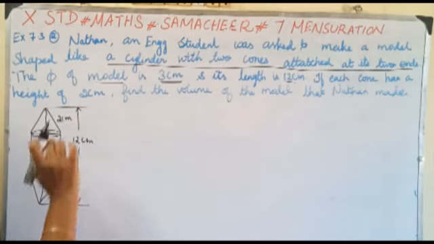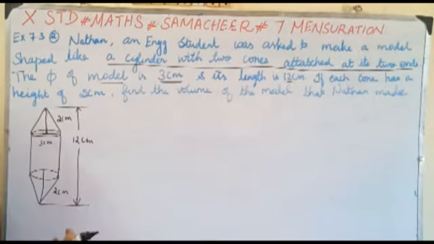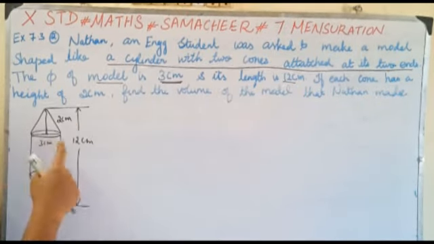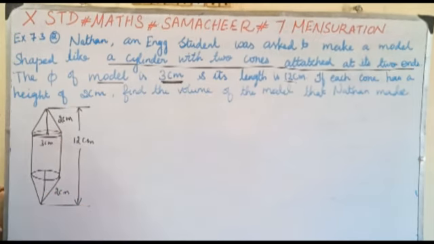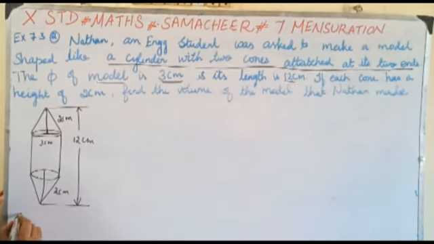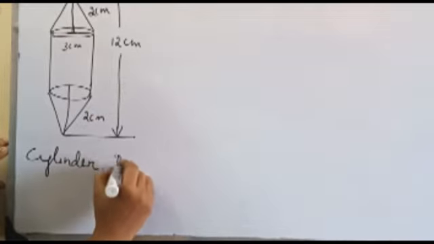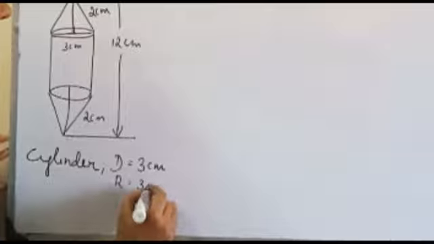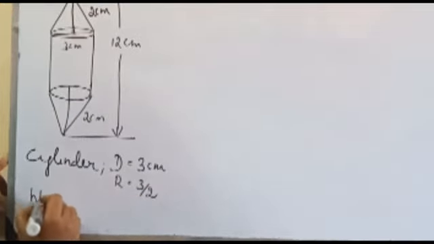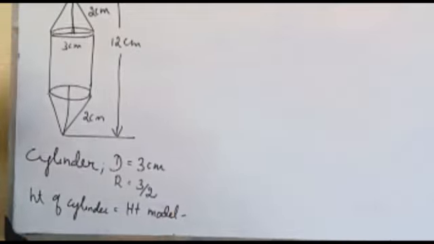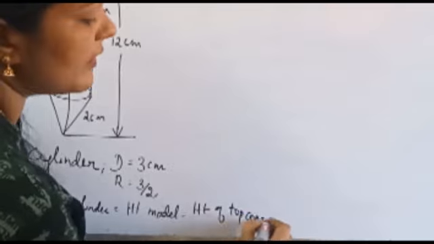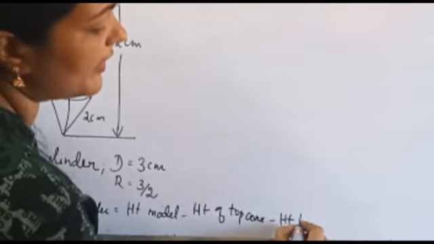So the volume of the model is equal to the volume of this cylinder plus the volume of these two cones. Initially for the cylinder, they are giving the diameter. Diameter is equal to 3 centimeters. Then radius is equal to 3 divided by 2. And the height of the cylinder is equal to the height of the model minus the height of the top cone minus the height of the bottom cone.